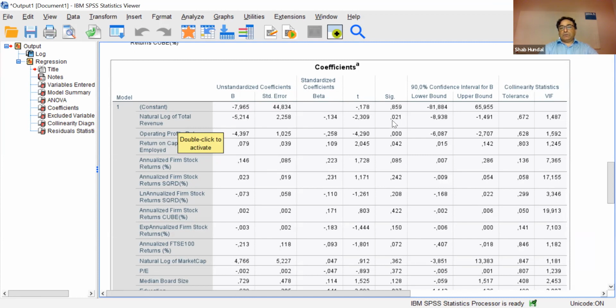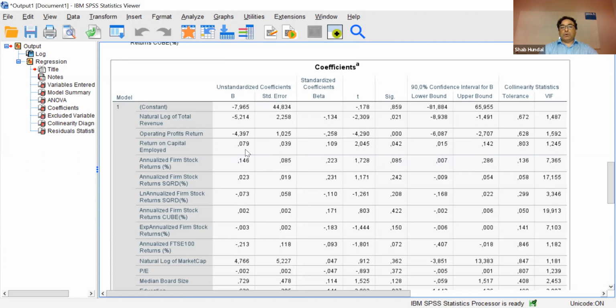In other words, we are 98% confident that the more revenue you earn, the smaller would be the debt to equity ratio. And then the next variable we have is operating profits return, which is 0%. So we can say with 100% confidence that the companies whose operating efficiency is more, they borrow less. So their debt to equity ratio is less.